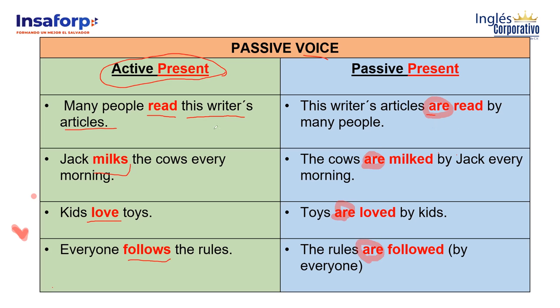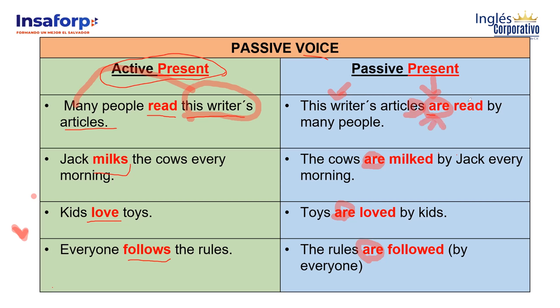La fórmula decía, the object pasa al inicio. Aquí lo tengo. Then it says that I need to add the verb to be en el tiempo que tengo la oración. Ah, ok. Aquí está, the verb to be in present. ¿Por qué tengo are y no is? Because we speak the articles. Okay, that's it. Because it is in plural, right? It is articles. It is not only one. It is plural. That's why my verb to be is are.